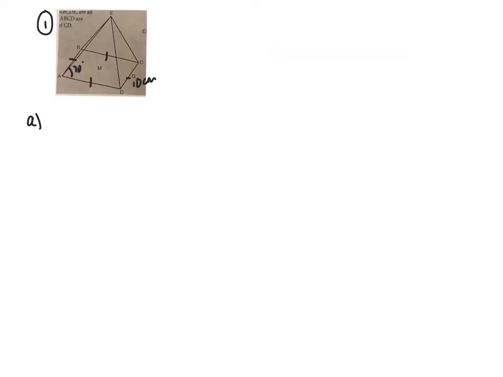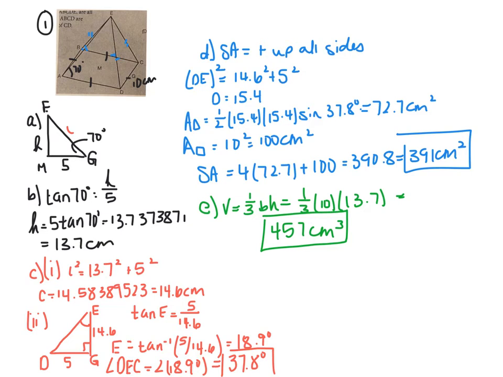So now we're getting into the sample paper questions. Number 1, we're given a square-based pyramid that the angle of inclination is 70 degrees and all the sides are 10 centimeters. So part A wants us to draw a triangle that shows us the 70 degrees, and there's a few ways to do it, but I picked triangle EMG, and so that 70 degrees was right here.